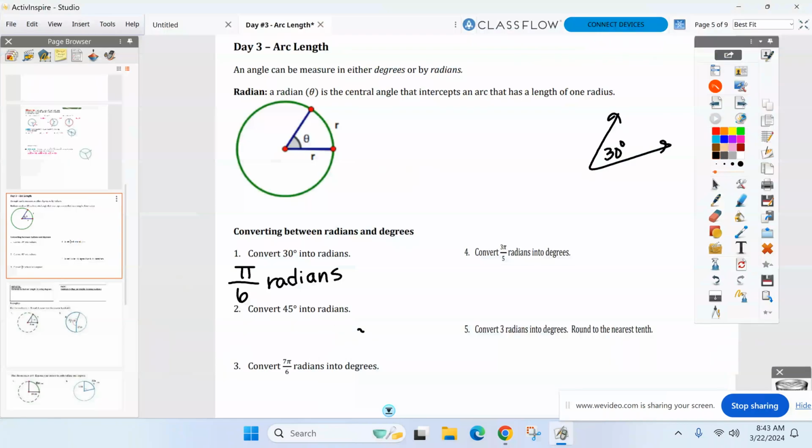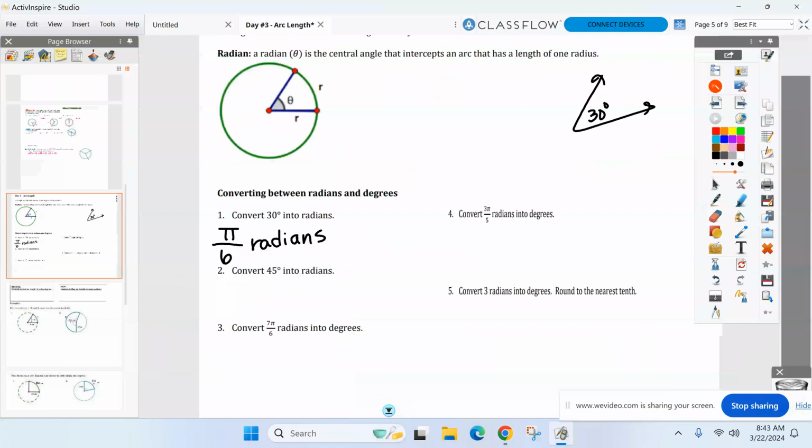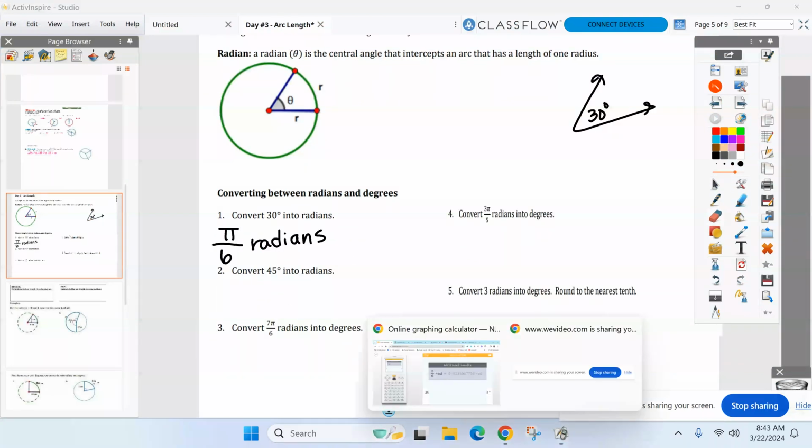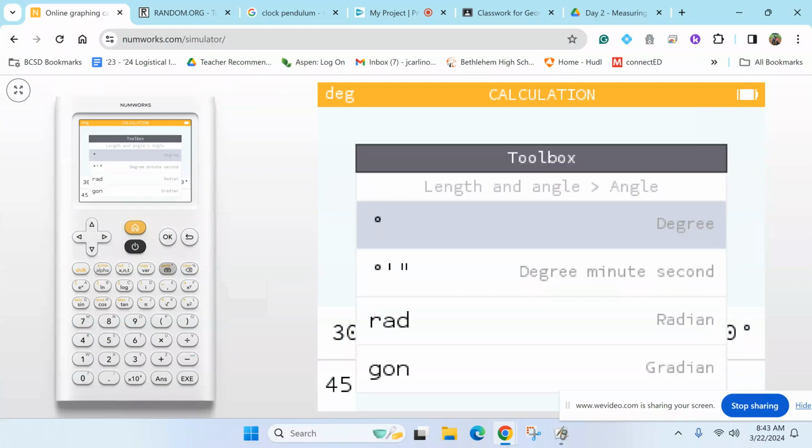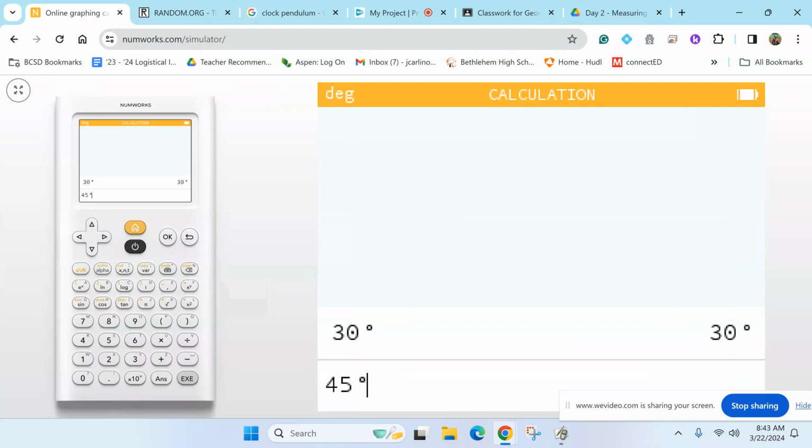One doesn't make us great. Let's keep going. Can you help me convert 45 degrees into radian measure? Same thing. Let's go back. So now I want 45 degrees. What's nice now is once you hit the toolbox, it'll go right back to where you were, so you don't have to keep scrolling anymore. So 45 degrees.